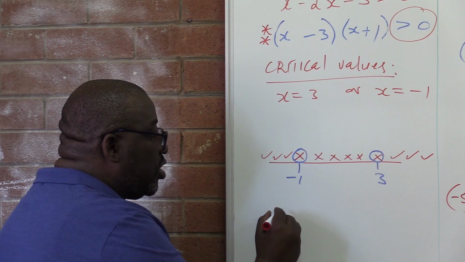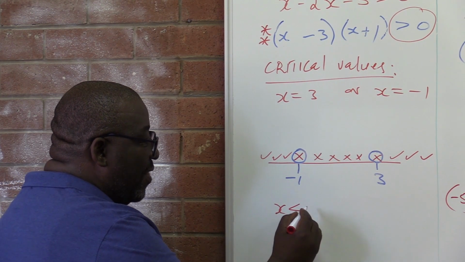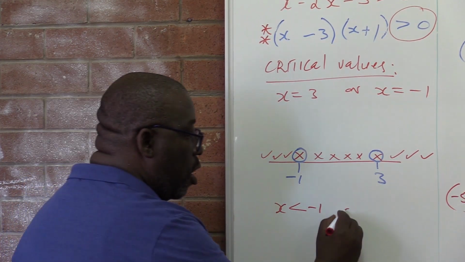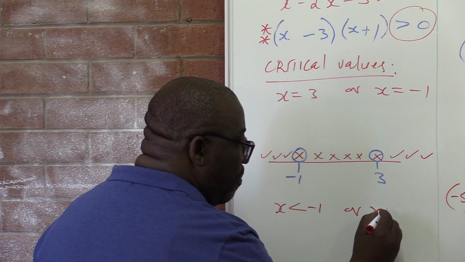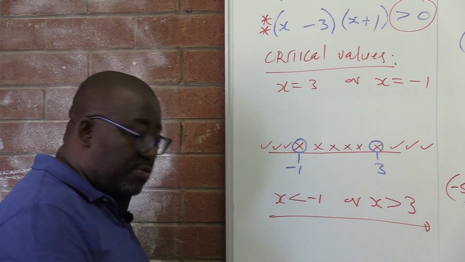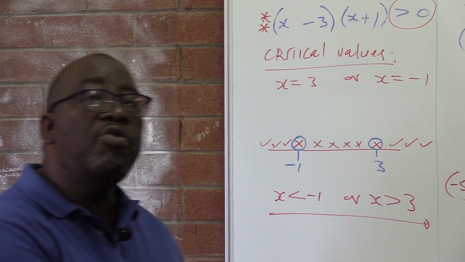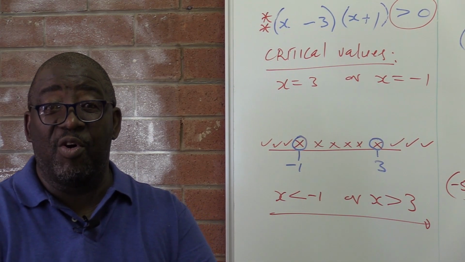I'm saying my solution, my x in this particular case, are all the values that are less than minus 1. This represents this part. Or our solution are all the values that are bigger than 3. This is how you go about writing this section called the inequalities. For exam purposes, this is how you do it mathematically. But if you're sitting for exams, remember that you are writing for only 3 hours.